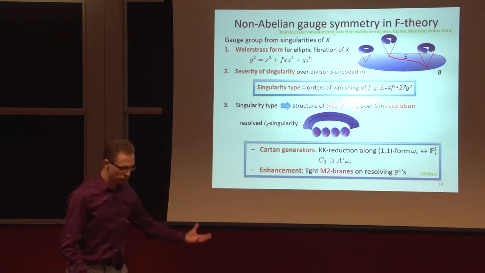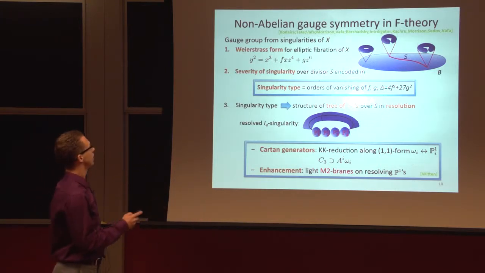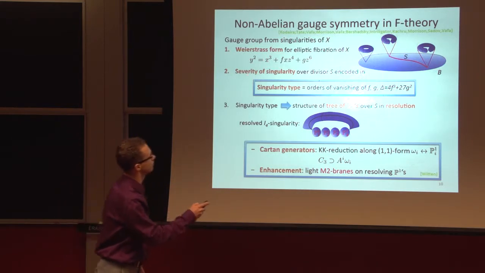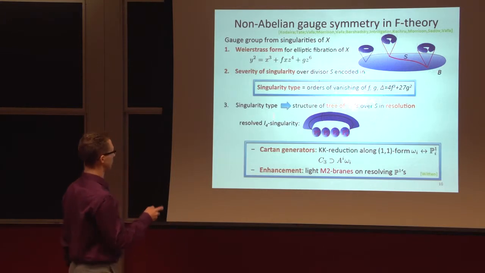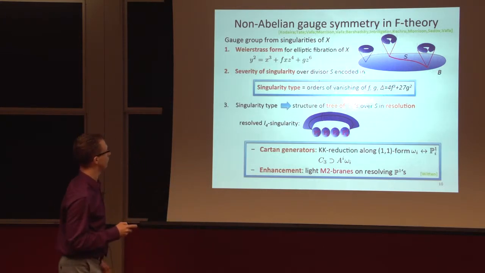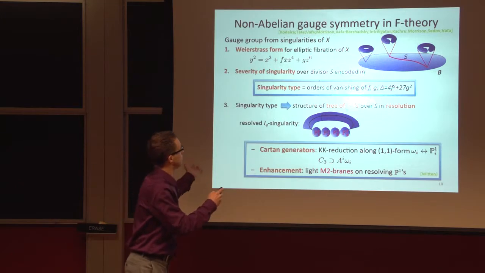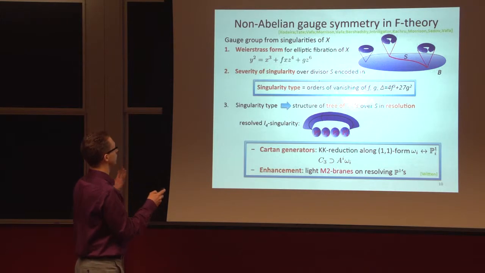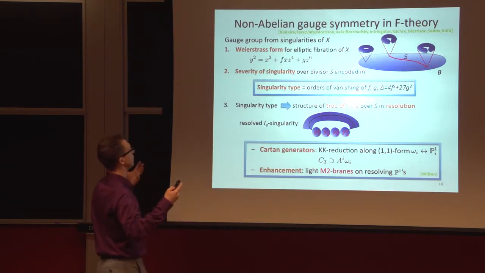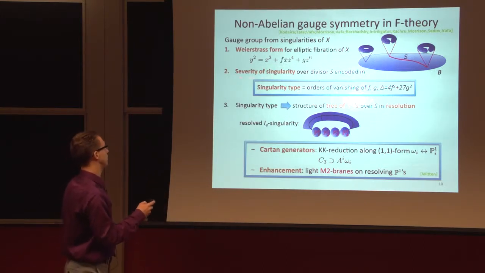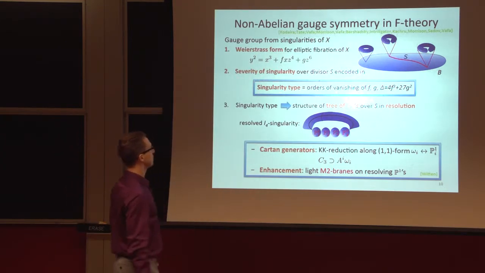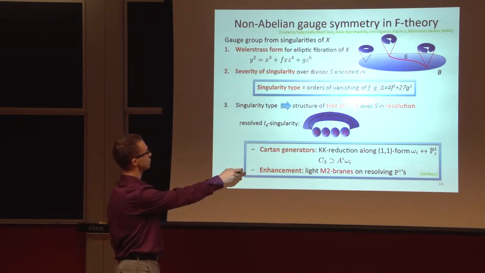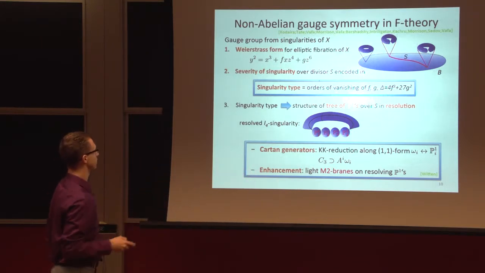In order to understand how U1s arise, let's first step back and recall how non-abelian gauge symmetries are constructed. If you have an elliptic fibration, you can specify it by writing down the Weierstrass form. And then you might see, by investigating this fibration, that there's a singularity at codimension 1. The first step then is to ask how serious the singularity is. The severity of the singularity is encoded in the singularity type, which is specified by the orders of vanishing of f, g and the discriminant delta along this divisor.